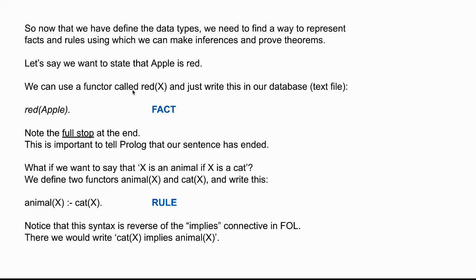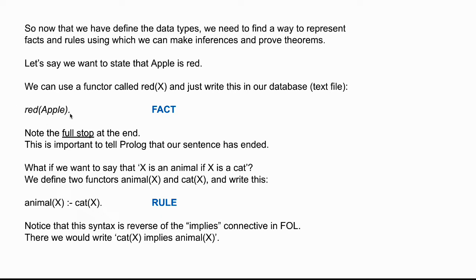Okay, so now let's say we have a fact that apple is red. We had a functor called red(x) which checks whether x is red or not. And now we want to state the fact that if x is apple, then red(x) will output true. So what that means is that red(apple) is true. So we create a database which is basically just a text file, and we write red(apple), and remember the full stop at the end. Okay, this is necessary to say that the sentence has ended.